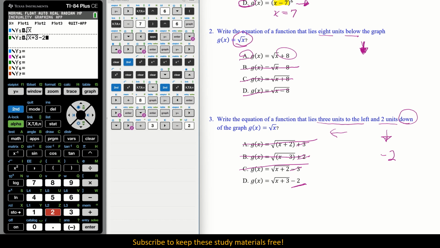Remember, I had to arrow all the way out of it. If you don't arrow all the way out, you're still going to be under that radical, and until you get in the habit, it's kind of annoying. Okay, looks like we're good.